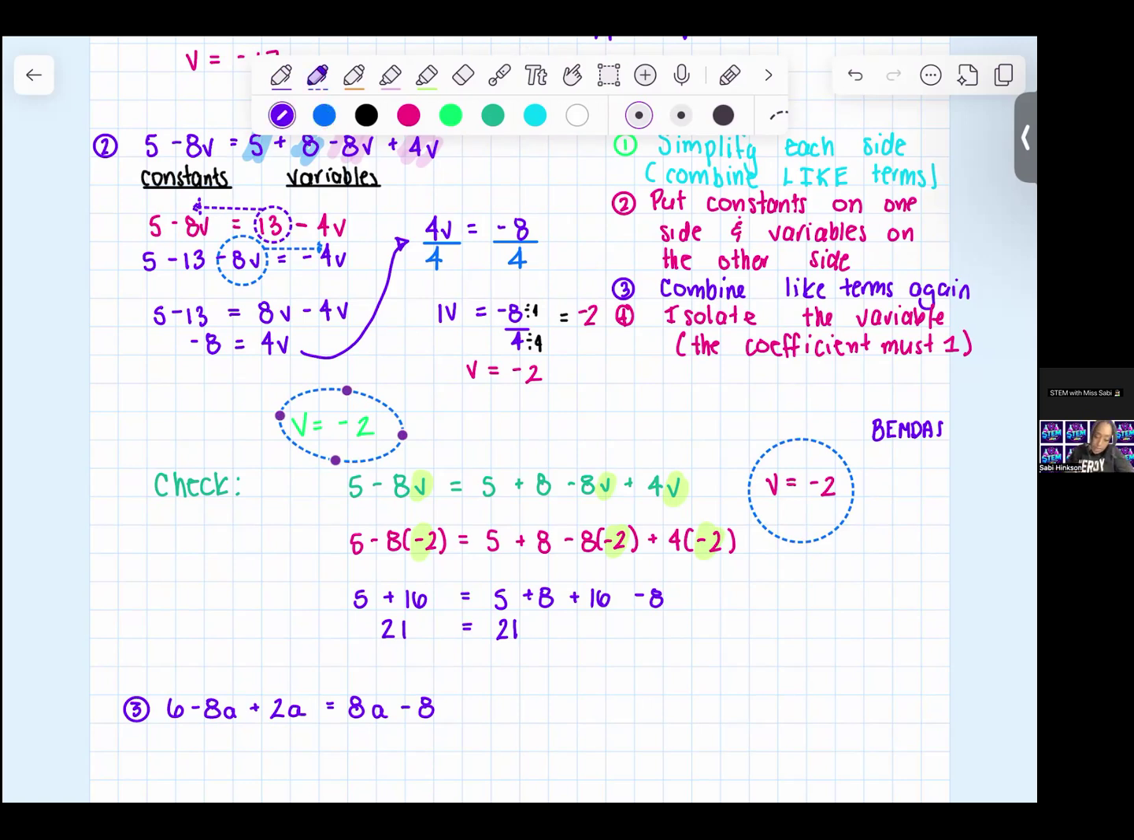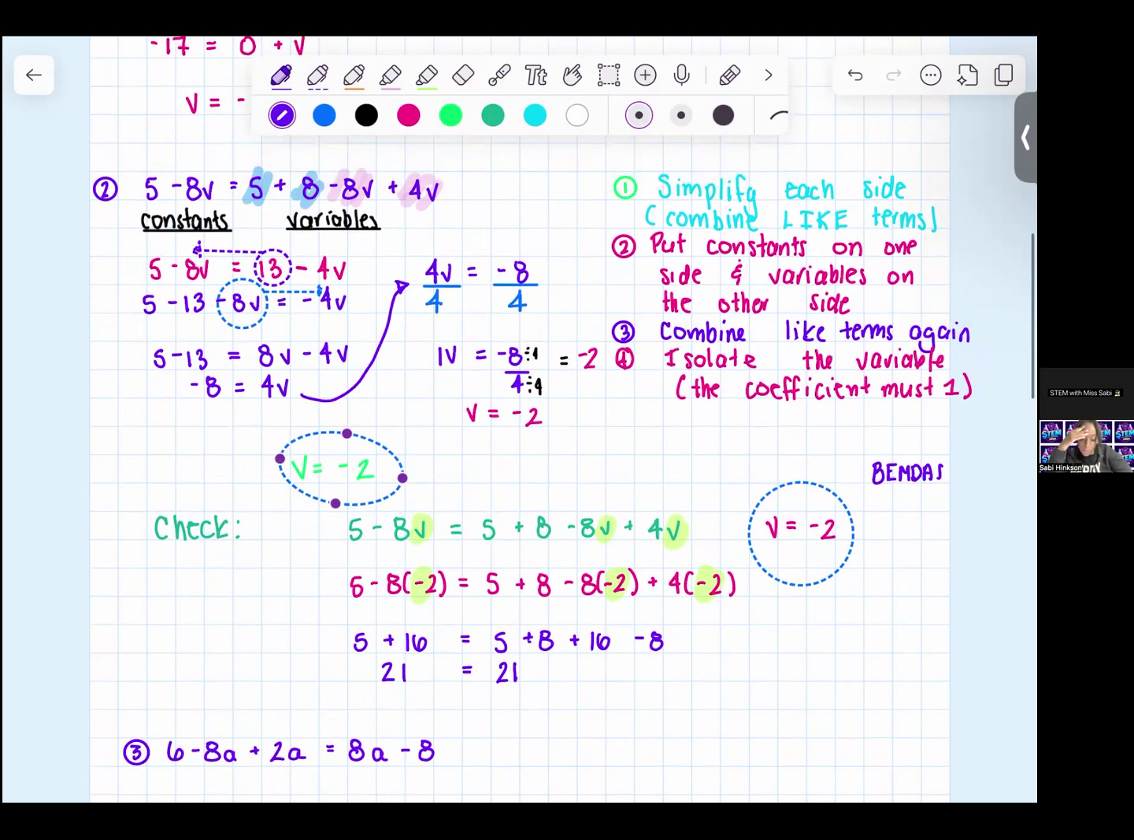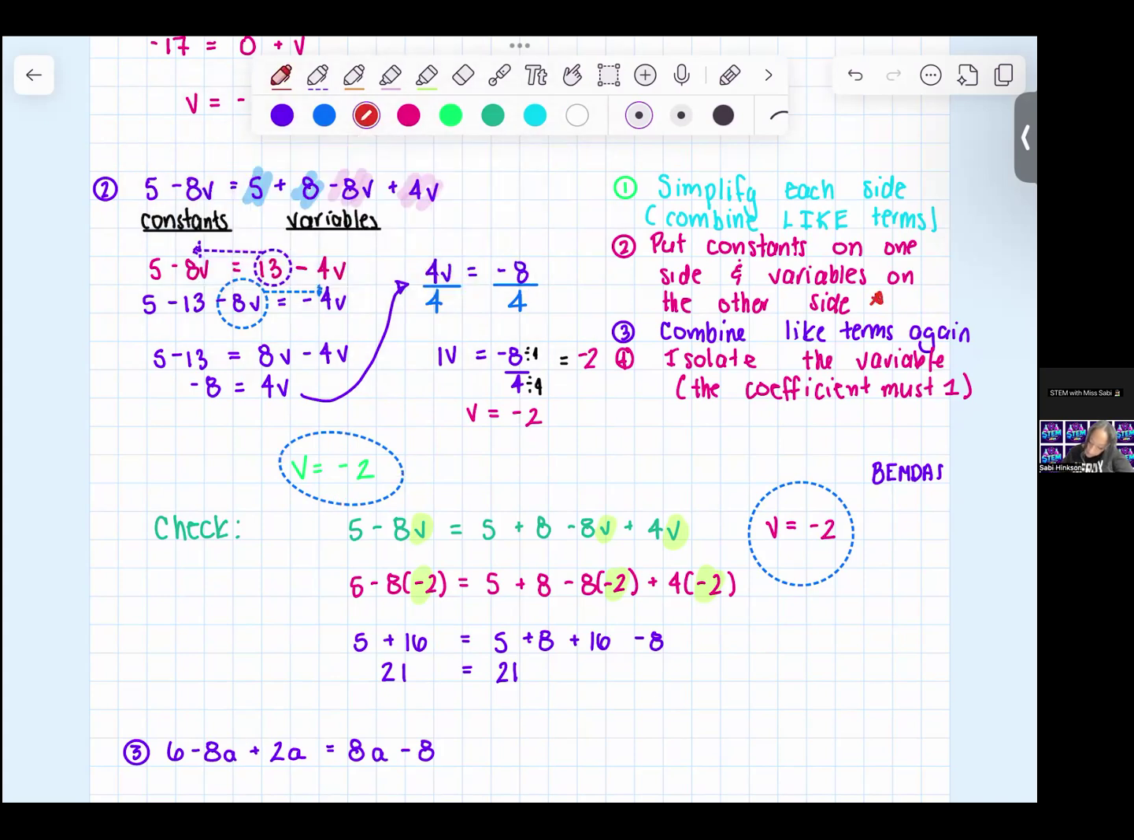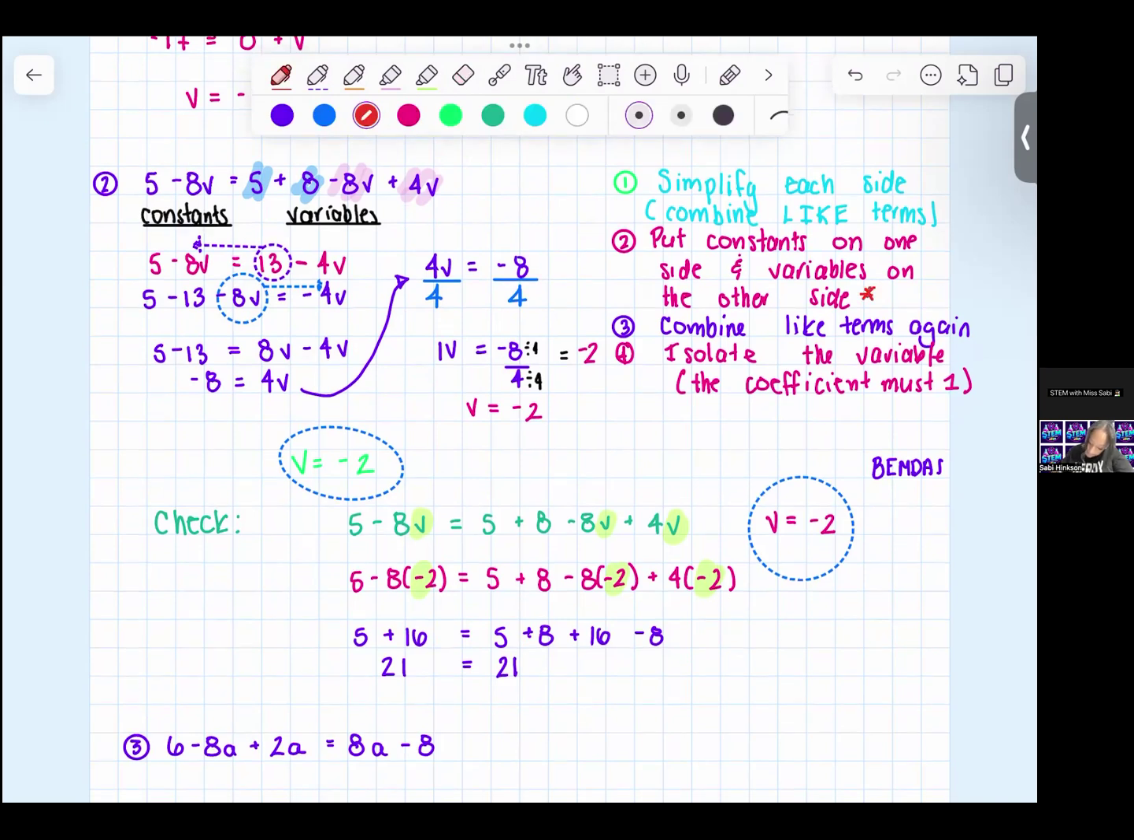So let me make sure that I have all the steps over there. Step 1, simplify each side. If you can, combine like terms. Step 2, put constants on one side and variables on the other side, by moving things over. And the important thing to remember, here I'm going to put a little star. That's supposed to be a star. It's not an asterisk. Let me fix that. Okay, like this.